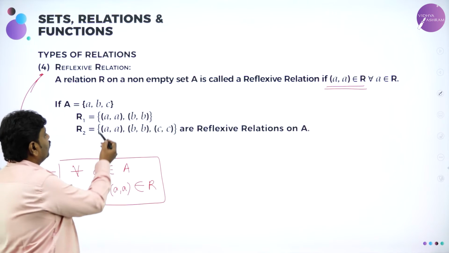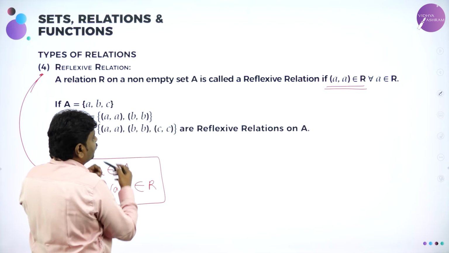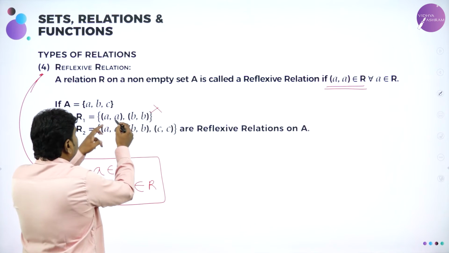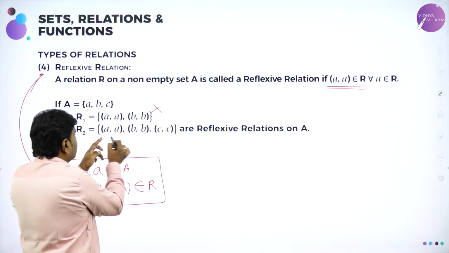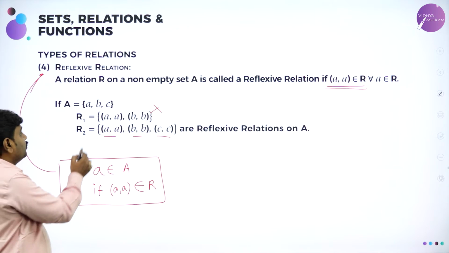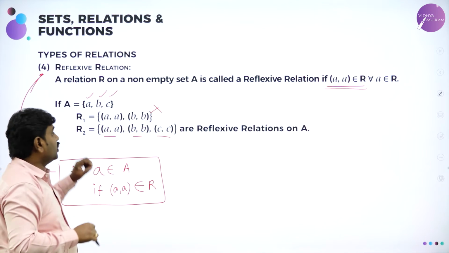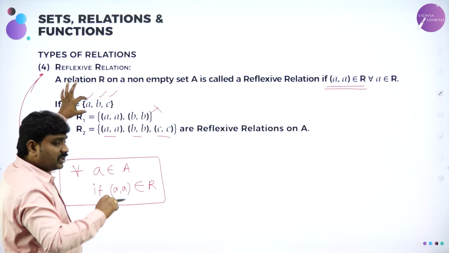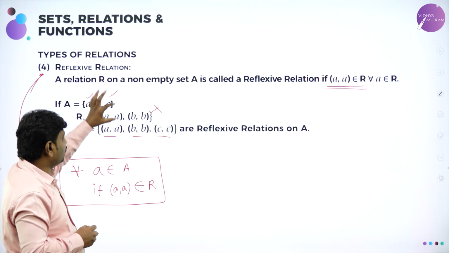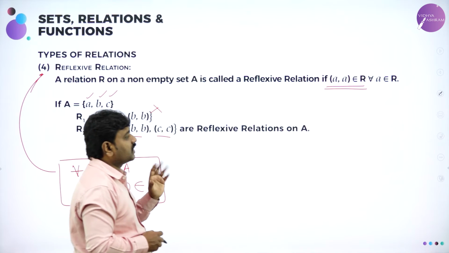Here A, B, C. Relation 1 they gave AA, BB is there. Relation 2 they gave AA, BB, CC. So R1 is not reflexive because it does not contain CC. But here AA, BB, CC. For all, how will we read this symbol? For all means this element and this element and this element, all three should be reflexive. This should contain A with A, B with B, C with C. So R2 is reflexive whereas R1 is not reflexive.